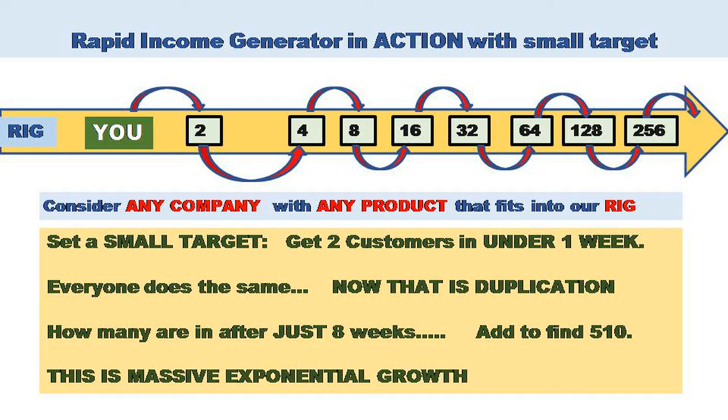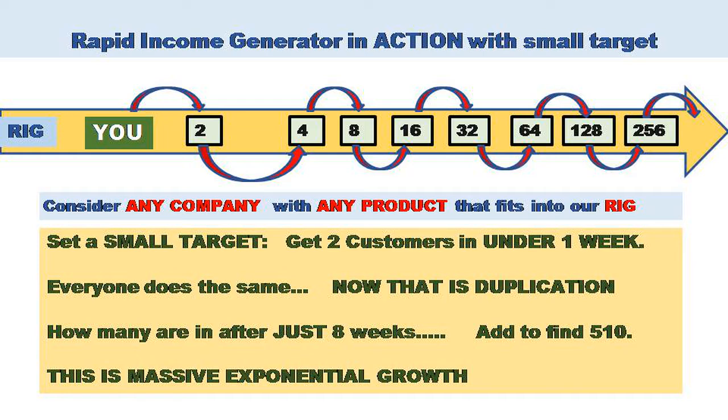Okay, now let's look at what happens using our system. Here's you. You go out and get 2 customers and you do that in under a week. So you've got 2 customers in the first week. At this stage, we're not mentioning the company and we're not mentioning the products. They are good companies and they are good products. Now more importantly, we can make money out of them. So let's run through what happens.